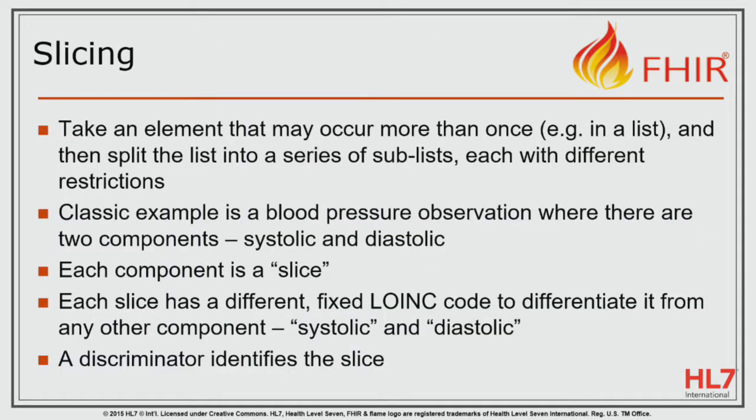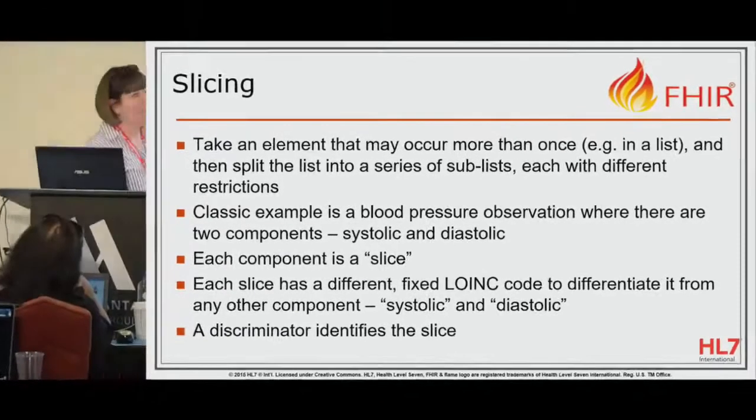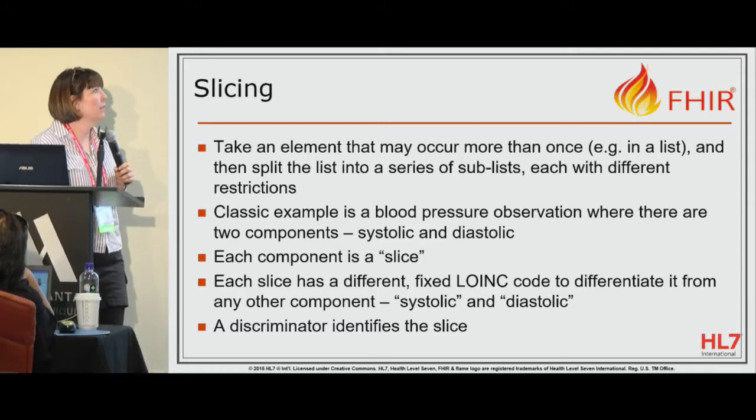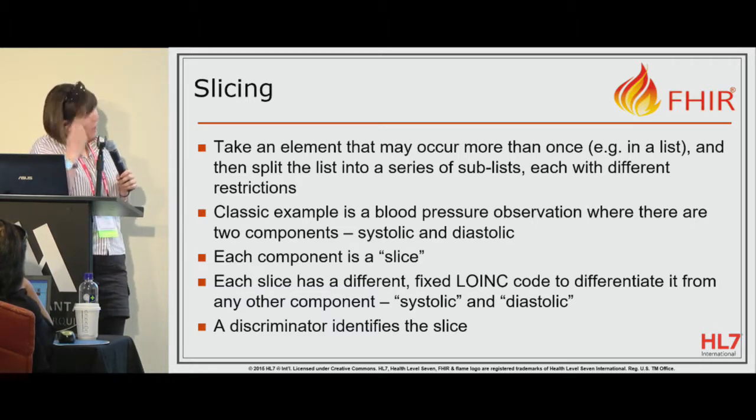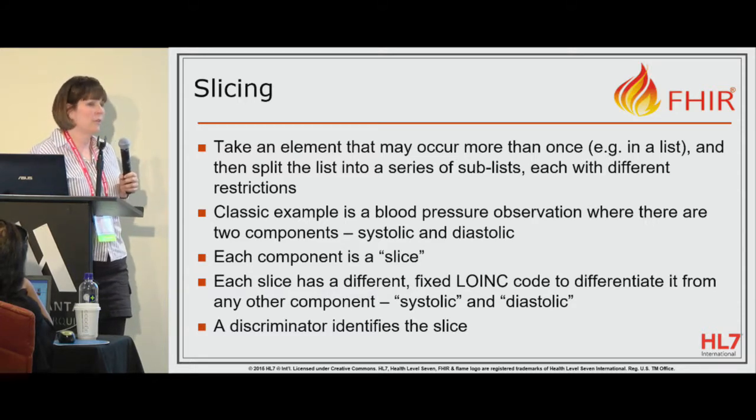Okay. So now I'm going to talk about slicing. Slicing is taking an element that might occur more than once, for example, in a list, and splitting that list into a series of sublists, each with different restrictions. The classic example, and this is the example that is in the FHIR documentation under profiling, is a blood pressure observation where there are two components, systolic and diastolic.